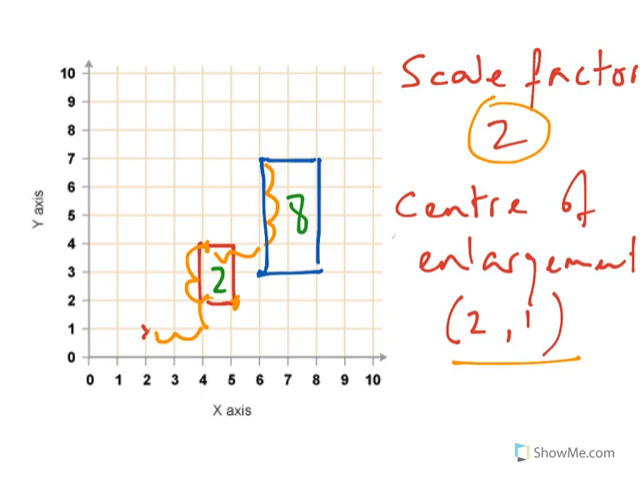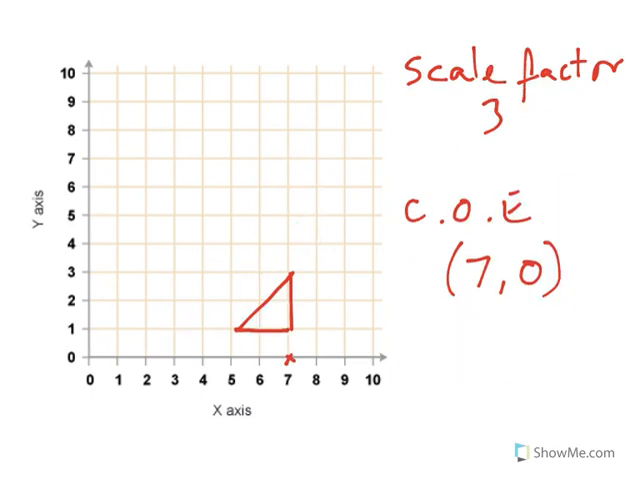Okay, I'm now going to do another example with a scale factor of 3. So here we have a triangle. We're going to enlarge it by a scale factor of 3, and the centre of enlargement this time is 7, 0. So that's where the cross is. Okay, so I'm going to start with the bottom right hand corner, this one here. So start from your cross again, and it's 1 up. Now because it's a scale factor of 3 this time, I need to go 1 up again and 1 up again. So that point there will be my start of my new triangle.